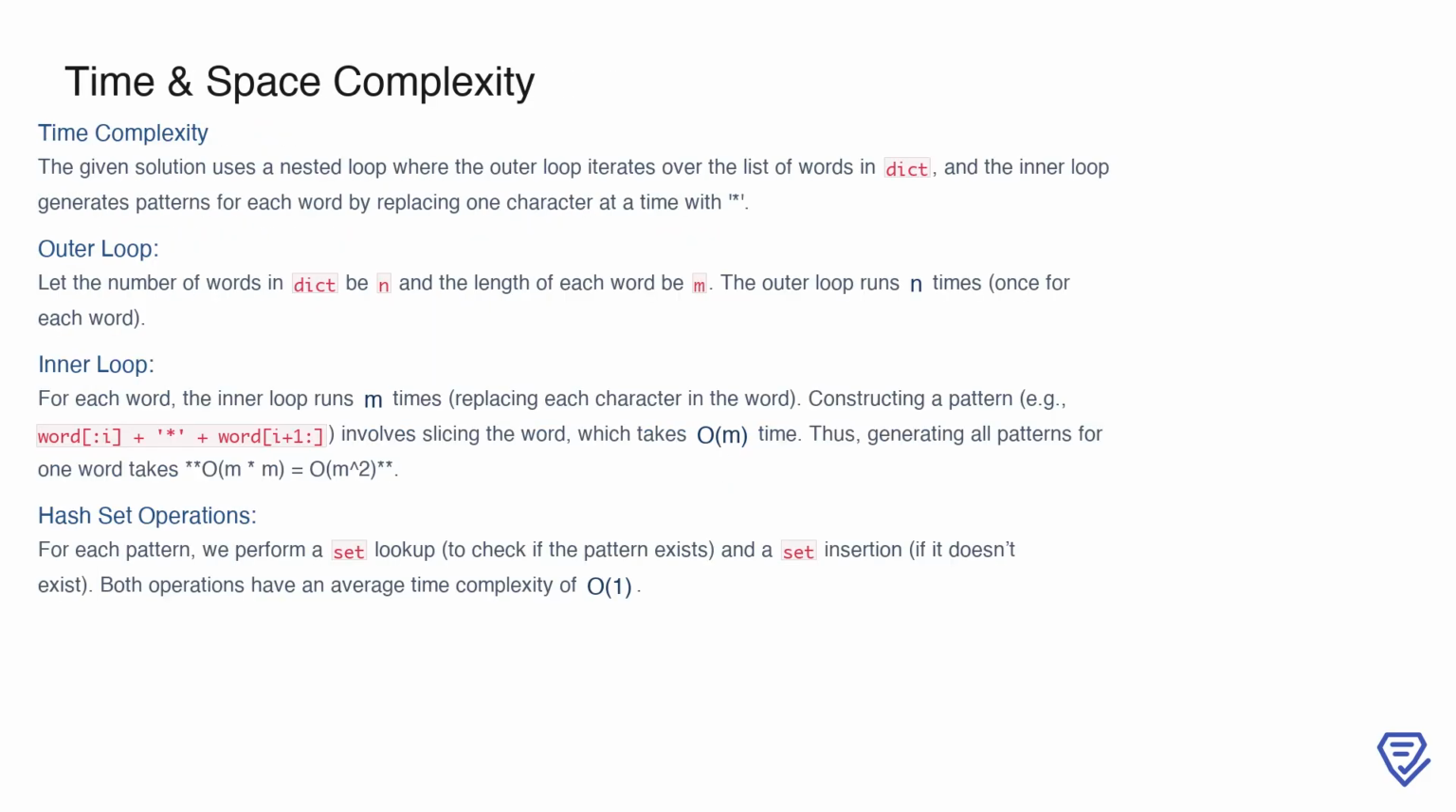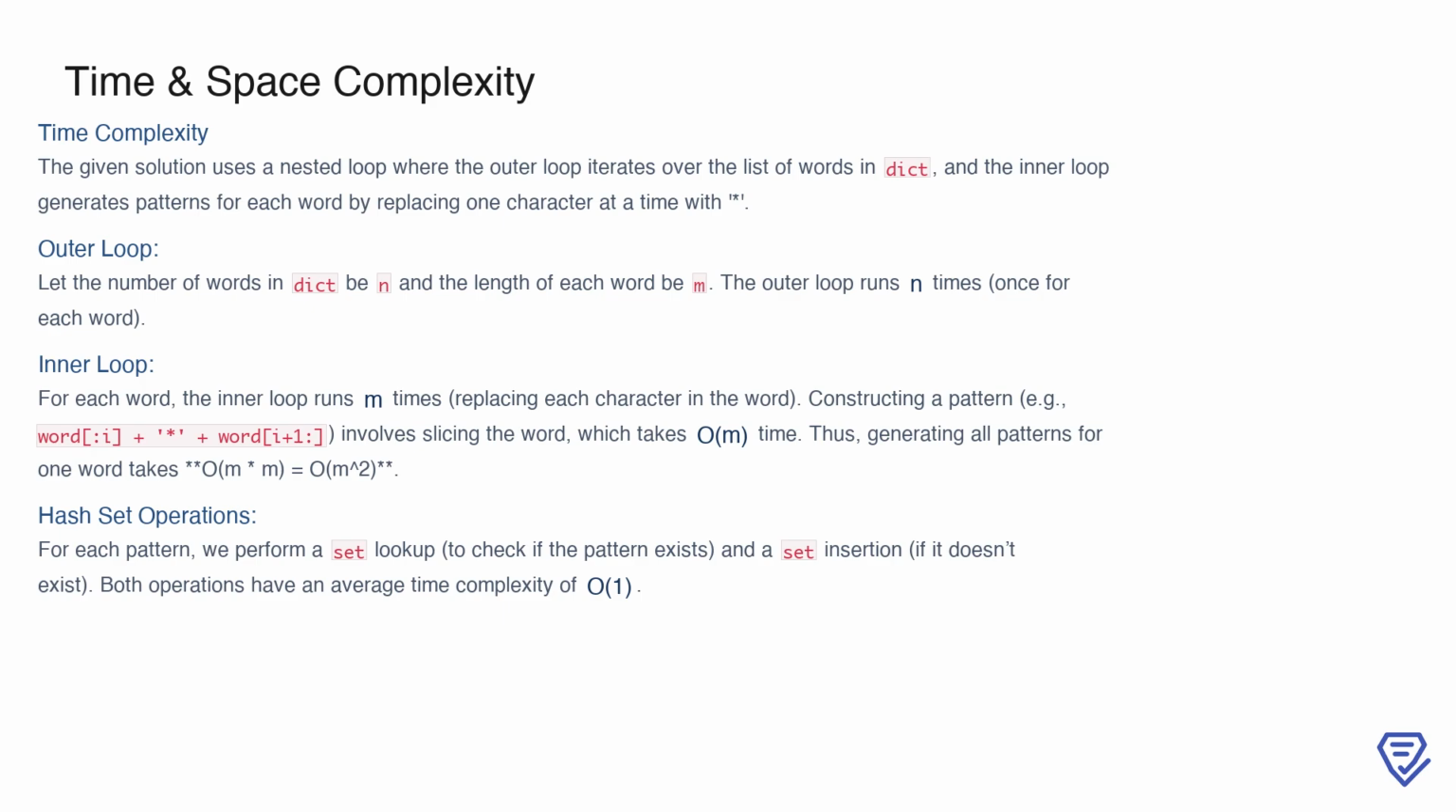In this solution, we analyze the time complexity by breaking it into its components. The outer loop runs once for each word in the dictionary, so if there are n words, the outer loop executes n times. Within the outer loop, the inner loop generates patterns for each word by replacing one character at a time with a wildcard character, represented by an asterisk.